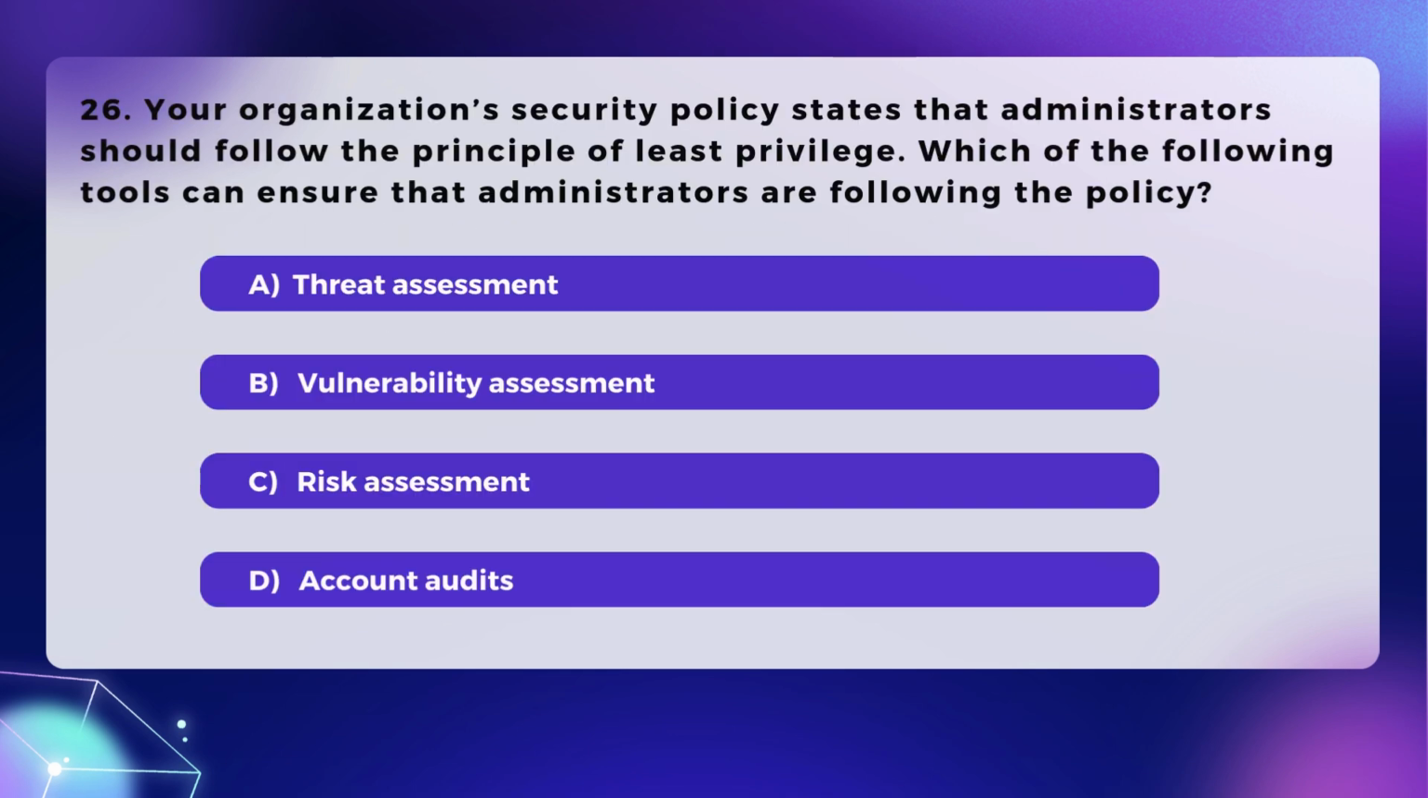Your organization's security policy states that administrators should follow the principle of least privilege. Which of the following tools can ensure that administrators are following the policy? A. Threat assessment. B. Vulnerability assessment. C. Risk assessment. D. Account audits. The correct answer is D.